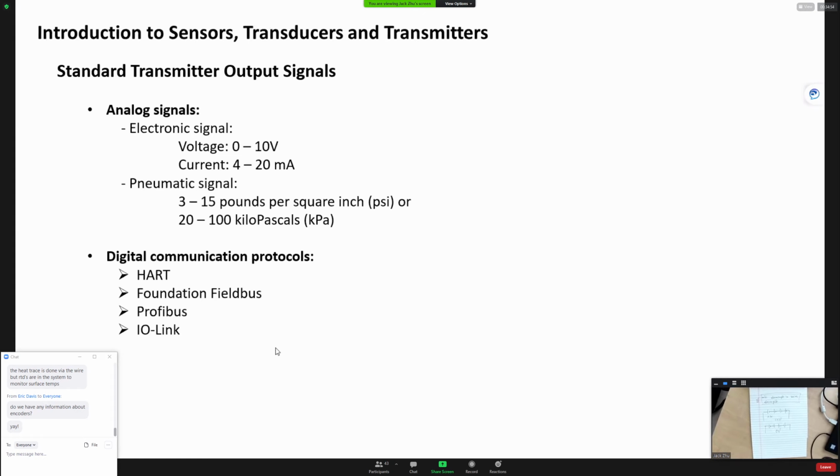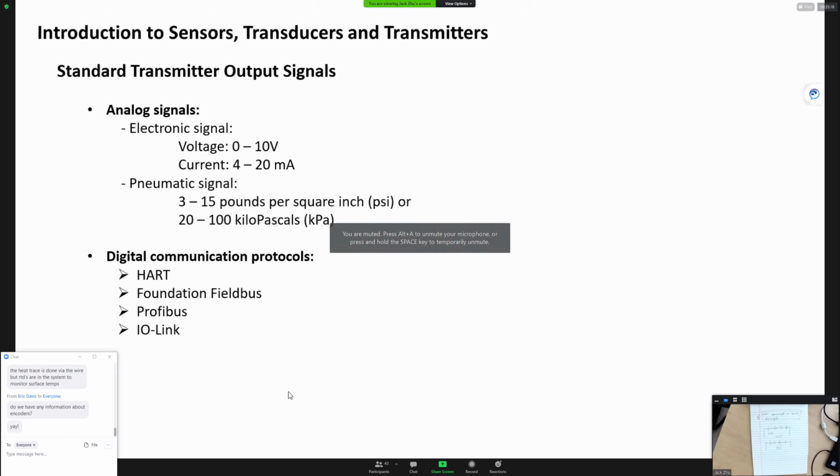Then the digital communication protocols. There's a bunch of them down here, like HART, which is the Highway Addressable Remote Transducer, Foundation Fieldbus, and this is Profibus, the process field bus. IO-Link is what Siemens uses. They are used for the different manufacturers. Sometimes they come as the standard communication signals.